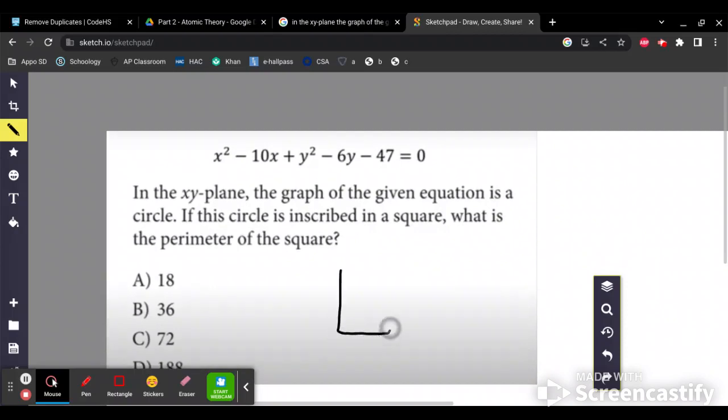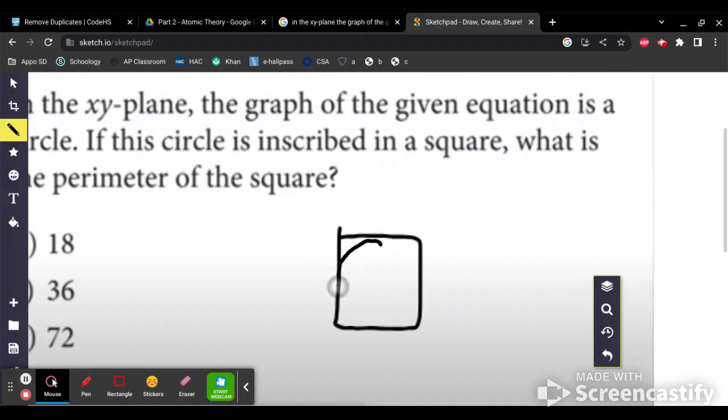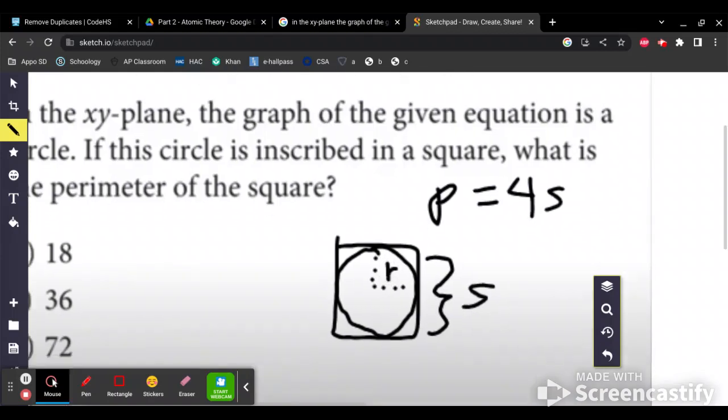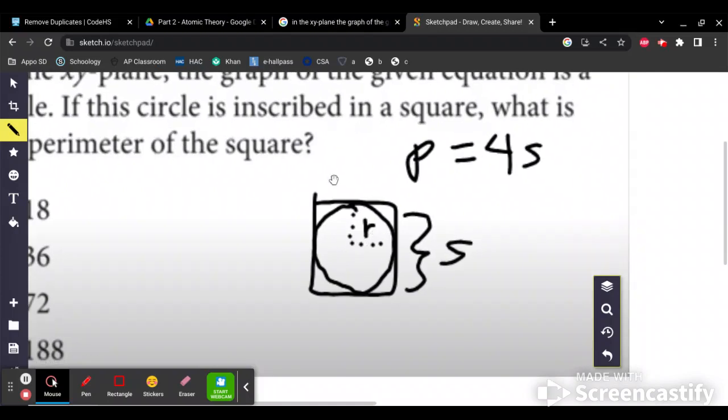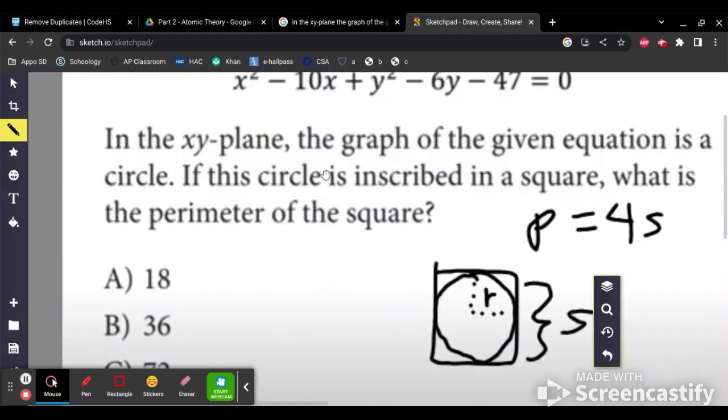We have a square, like this, and the circle is inscribed in the square, so that it touches every side of the square like this and fits in perfectly. So to find the perimeter of the square, the perimeter equals 4 times the side length, where this is s, and then we know the radius is half of s, so we need to find the radius and then use that to find the side length and then do 4 times that to find the perimeter. So let's start by finding the radius with this given equation.